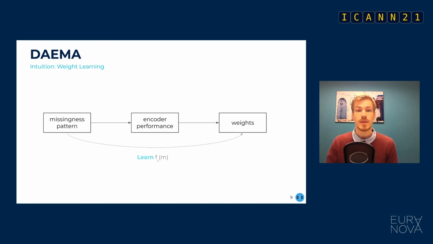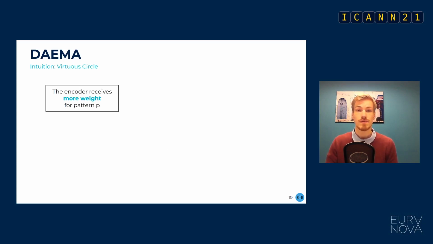A way to go is therefore to learn a feature selector fs, which takes the missingness pattern, or mask, as inputs and produces a set of weights for the different encoders. A virtuous circle appears as a result.